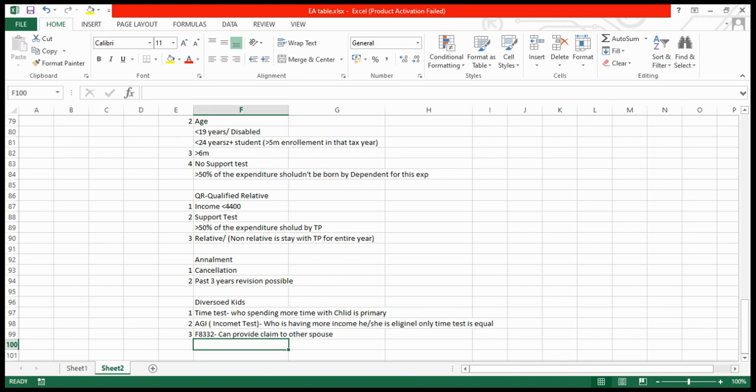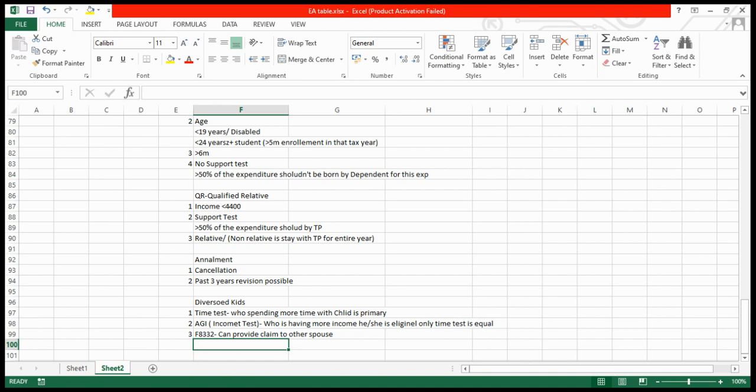Who is providing support for the child is not a relevant factor. So if someone is spending more time with the child and is not giving any support, just providing the child care, but is not able to give the money-wise support, that is not a relevant parameter.